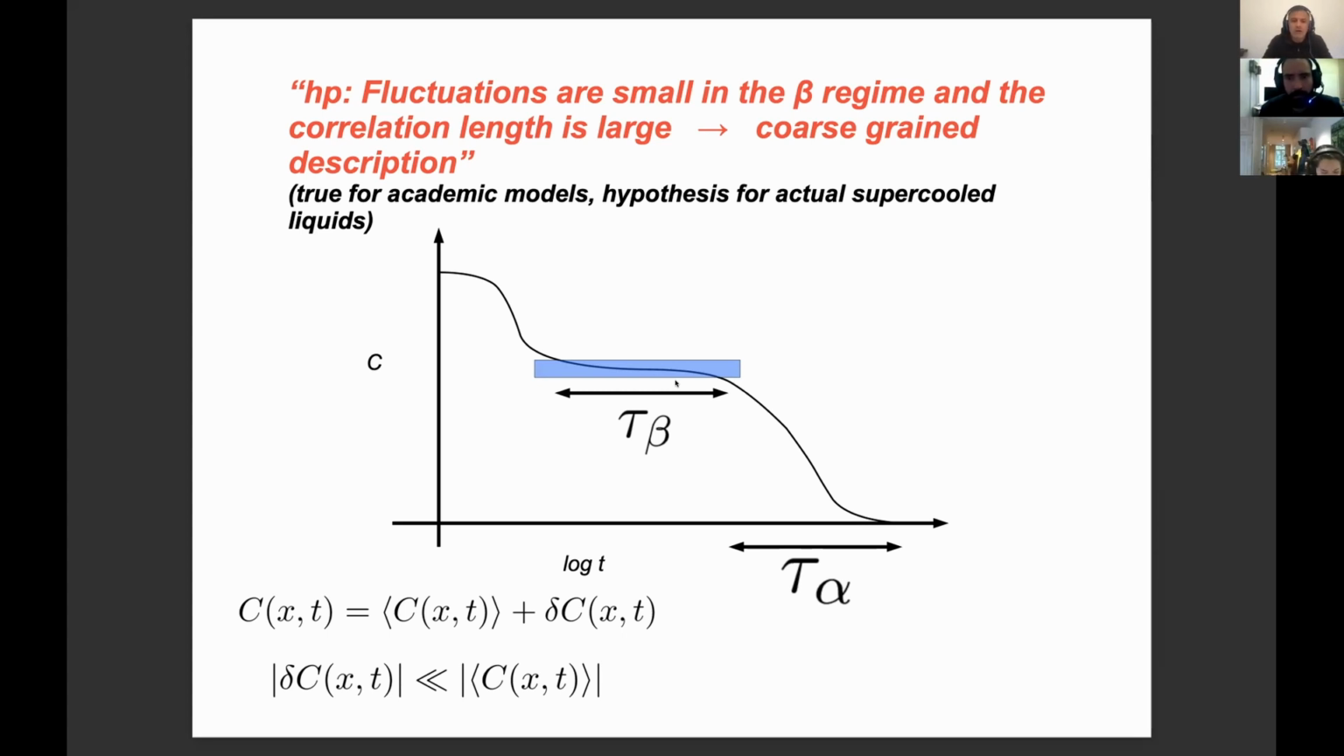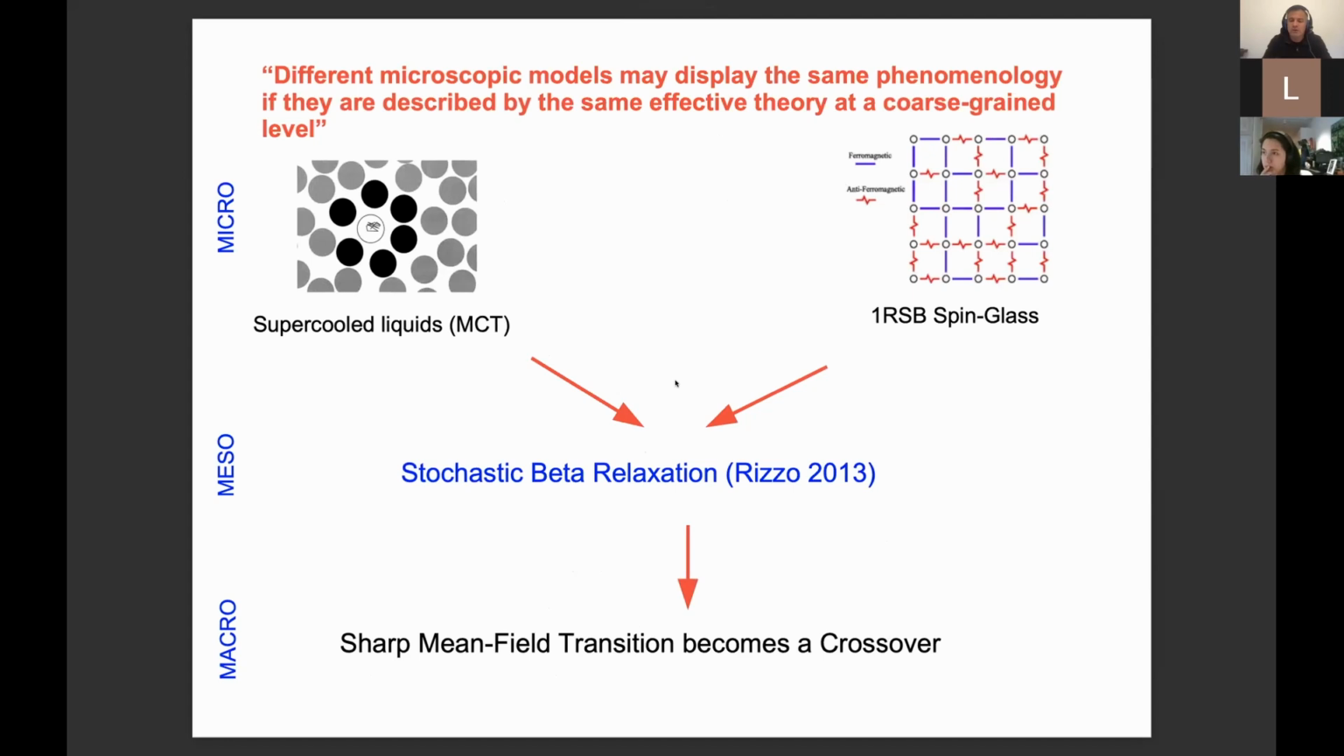We can use this hypothesis to assume that since the correlation length is large and these fluctuations are small, the problem in the beta regime can be described by a coarse-grained theory. And this leads us to universality, because different microscopic models may display the same phenomenology if they are described by the same effective theory at a coarse-grained level. So the same theory could apply to supercooled liquids or also 1RSB spin glasses.